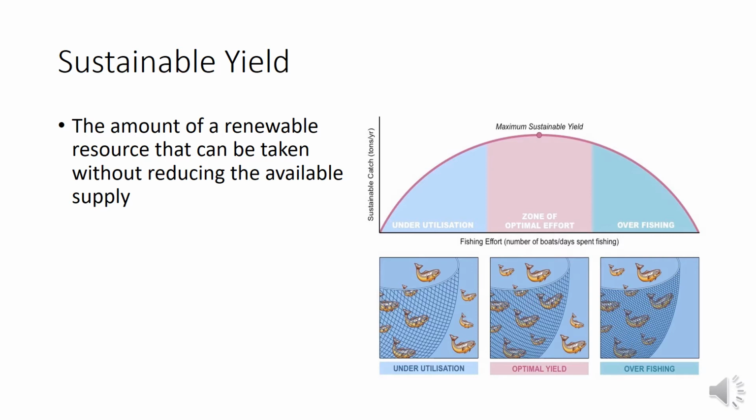And so you want to take the number of resources that's optimal for whatever we're talking about. Here in the picture, it's fish, as we usually talk about when we talk about tragedy of the commons and whatnot. But it applies to any resource, so water, timber, whatever it may be.